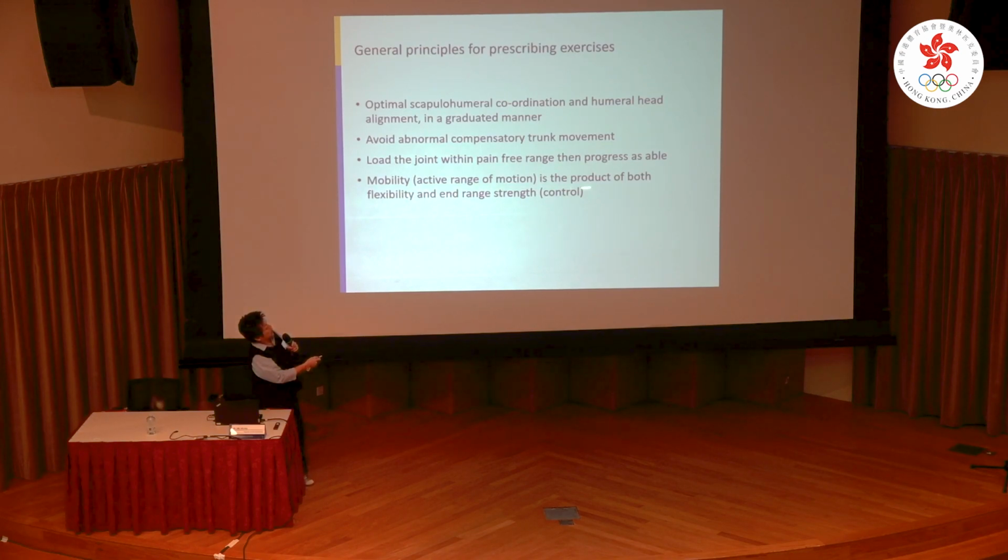Mobility is the product of both flexibility and end range. Okay, meaning that if you work on your athletes or your patients with passive range, you restore the range of movement. So it was restricted in here, you restore it up to here. But if the patient has not got the active control at this part of the range, this is still quite useless. So the control is by muscles, right?